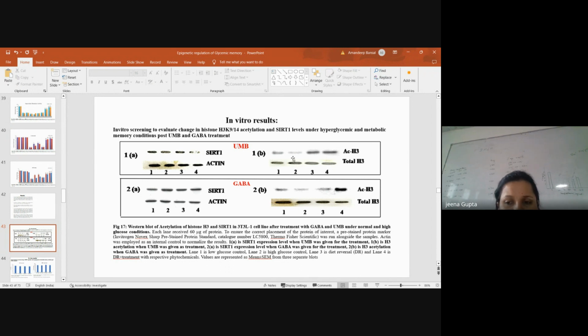But when we look at the histone acetylation level, we observe that under hyperglycemic condition, the histone acetylation level is reduced. It means that the chromatin becomes more and more heterochromatin, and the gene expression is reduced. But when we treat these cells with both the compounds, ambaliferone and GABA, they basically reverse the H3 acetylation level. So no effect was observed on the SIRT1 expression, but the H3 acetylation level was increased by our phytochemicals.